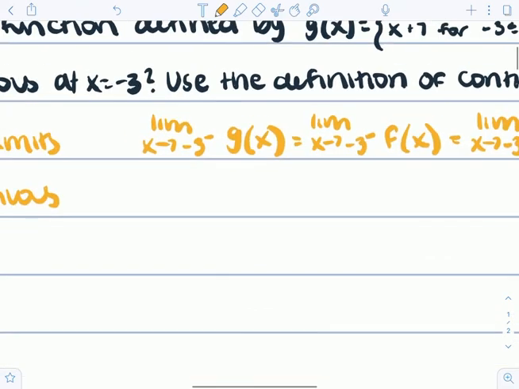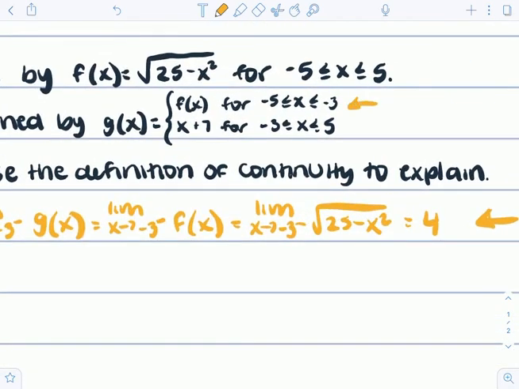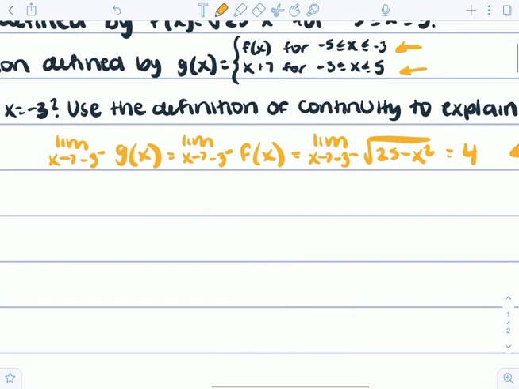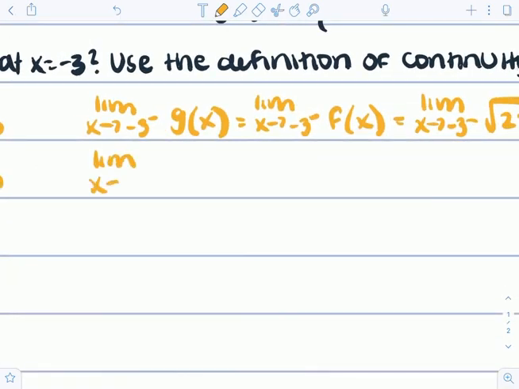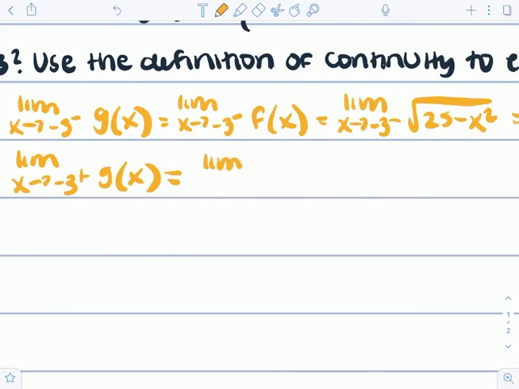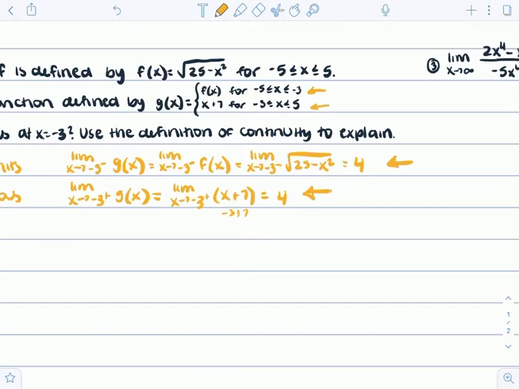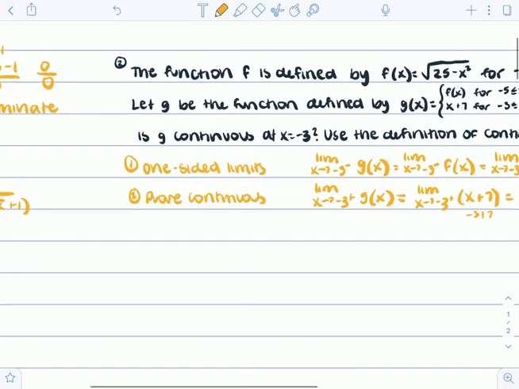Now we have to prove the right side. For this equation, it doesn't go to the right side, so it's only talking about the left. This one is talking about the right. So the limit as x approaches -3 from the positive side of g of x equals the limit as x approaches -3 from the positive side of x plus 7, which equals negative 3 plus 7, that's 4. So we proved the right side and the left side. We're done with that.